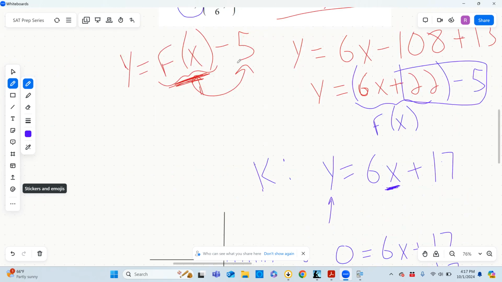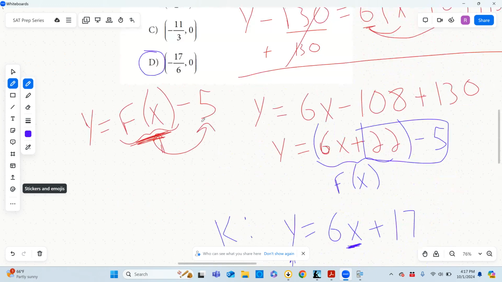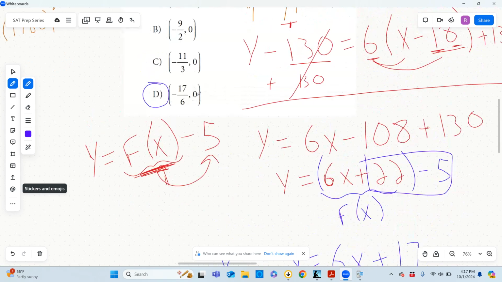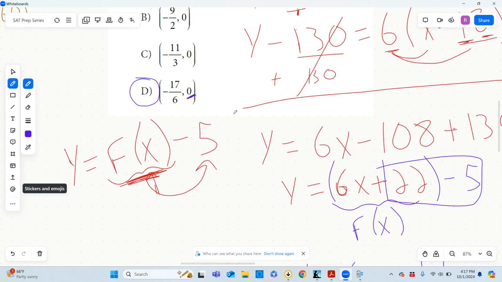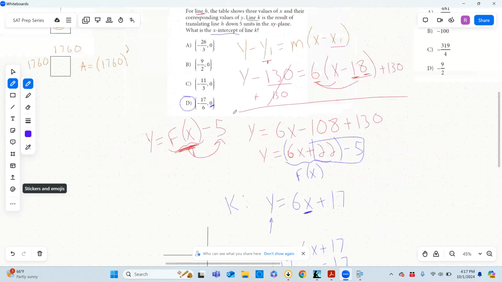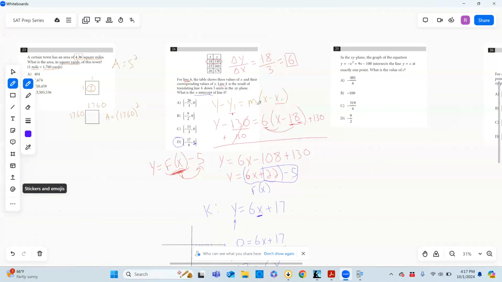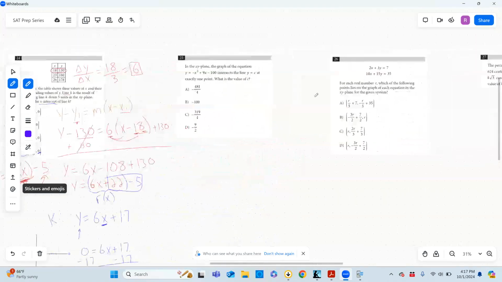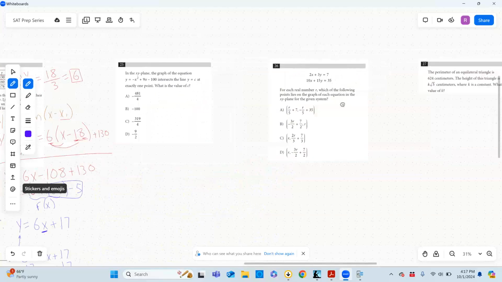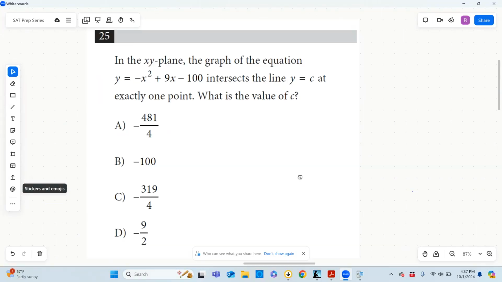That's my x-coordinate where we cross the x-axis, and then like I was saying before, the y-coordinate should be 0. Otherwise, it is not the x-intercept. So that is the answer for question number 24. It looks like we have 3 left. All right, so question number 25.